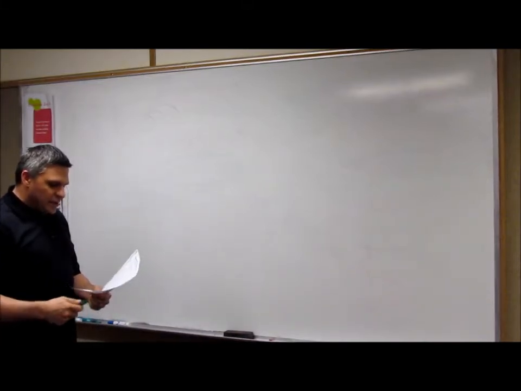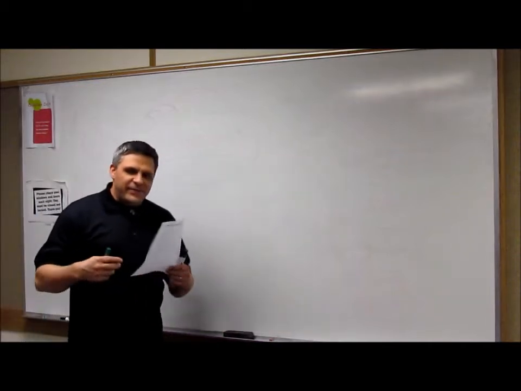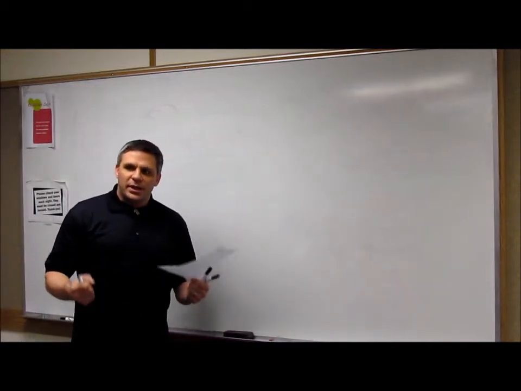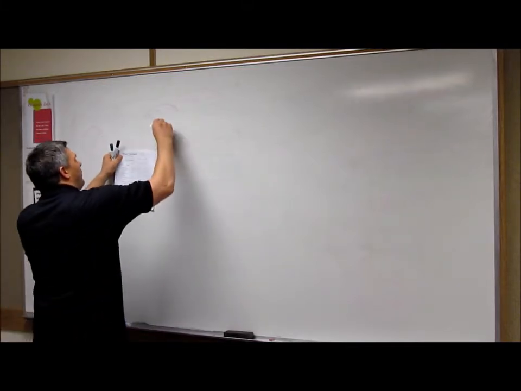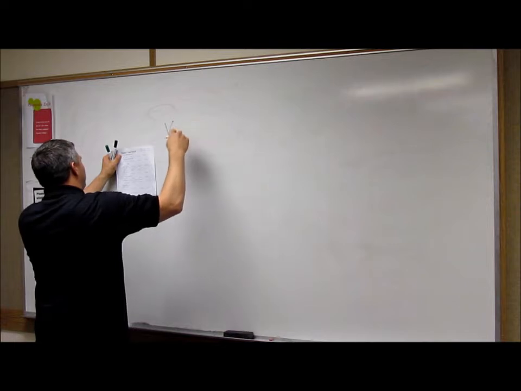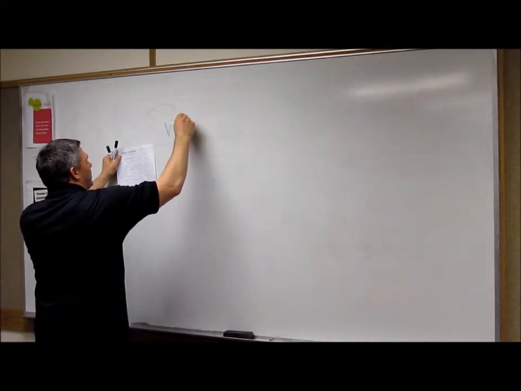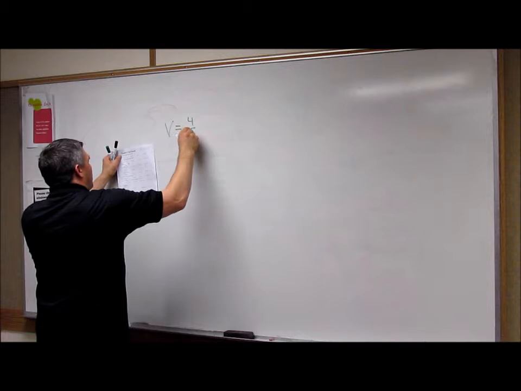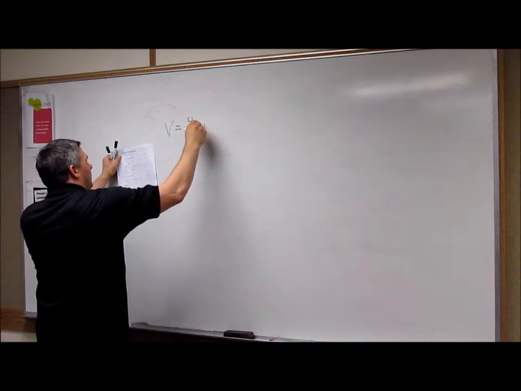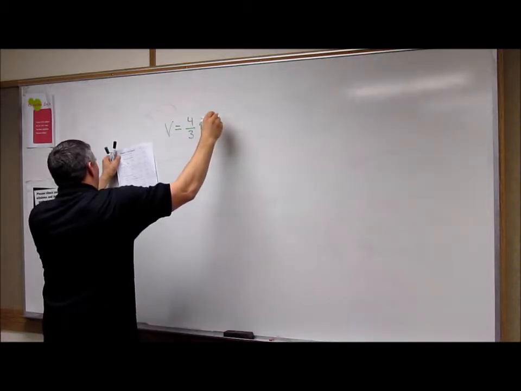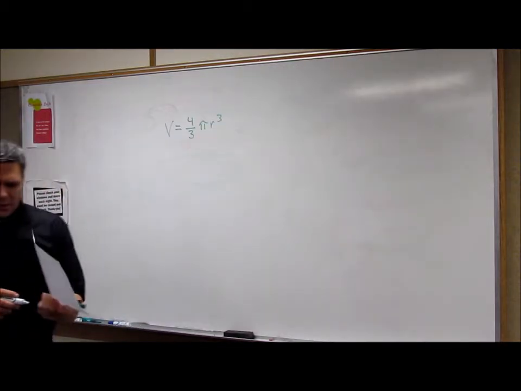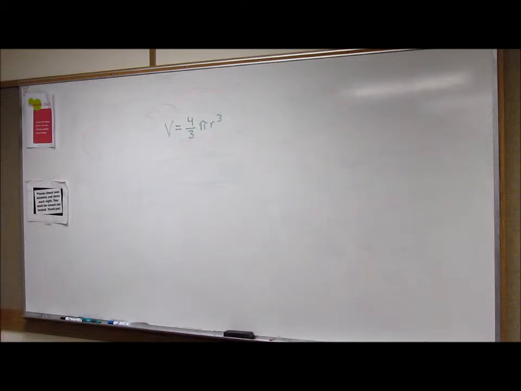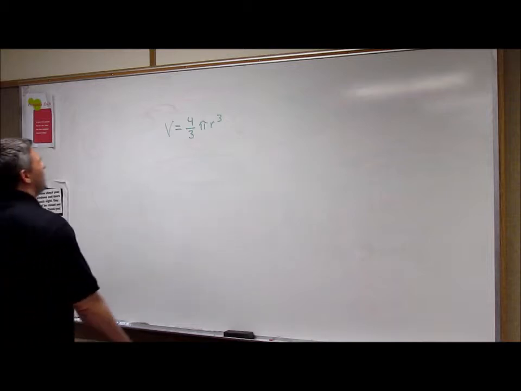Basically what this is, you're plugging in values. Okay? You're plugging in values. So you have the volume of a sphere is equal to 4/3 pi r cubed. I think that's the volume of a sphere. Either that or a volume of a cone. I'm pretty sure a sphere.